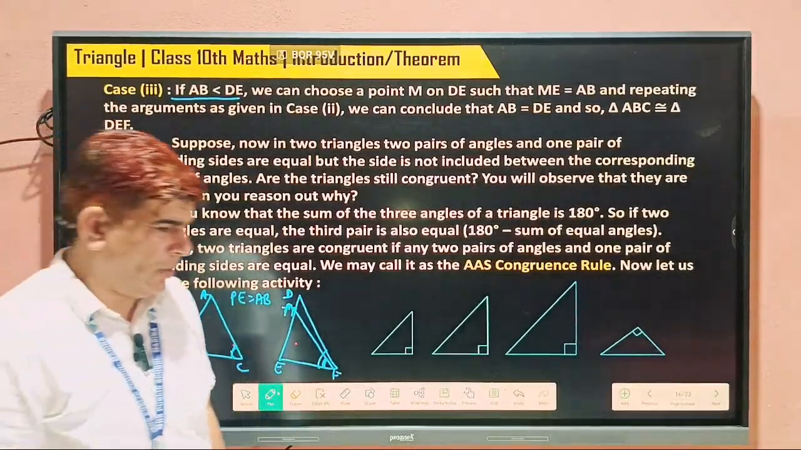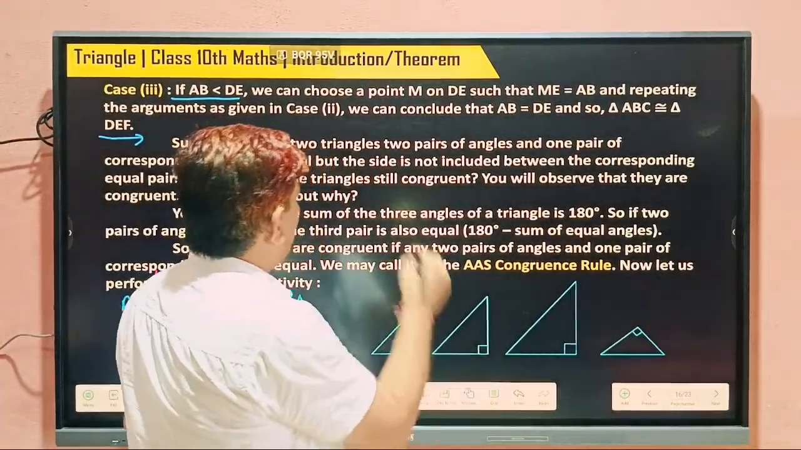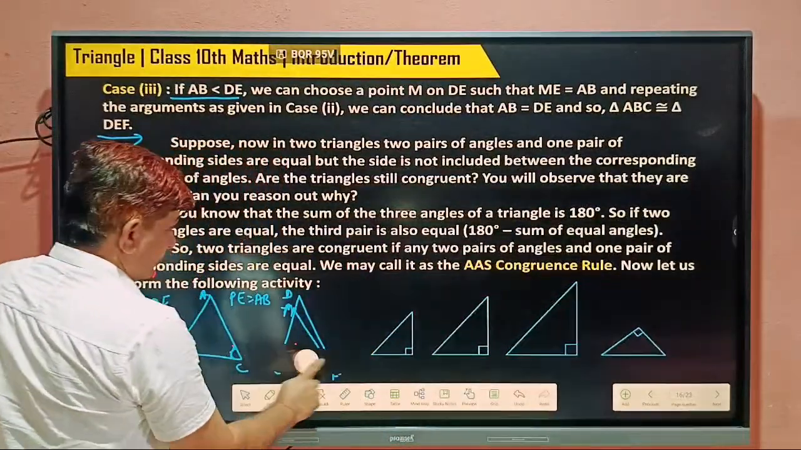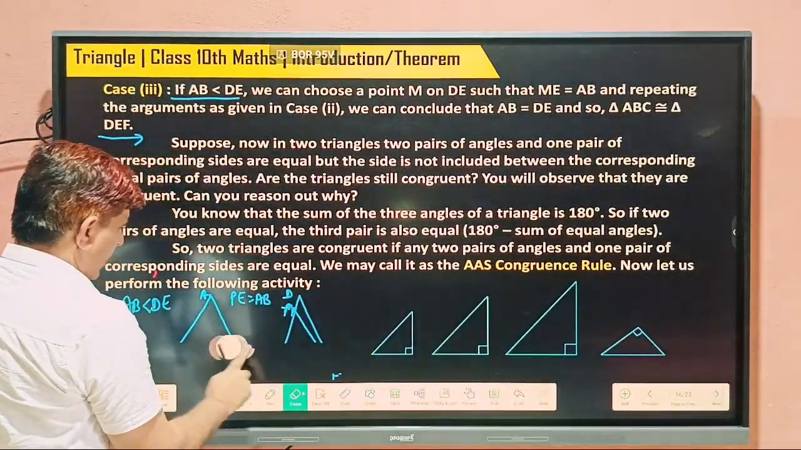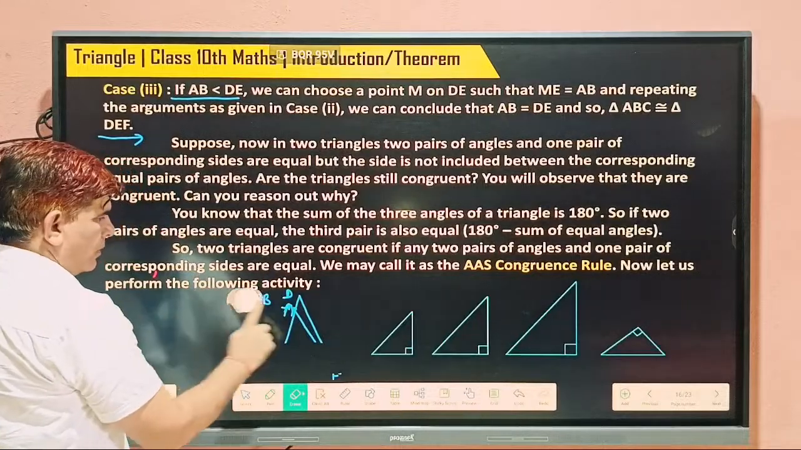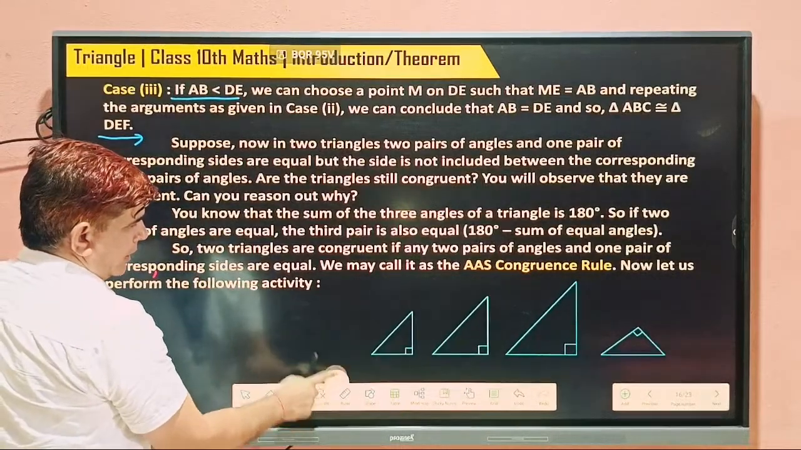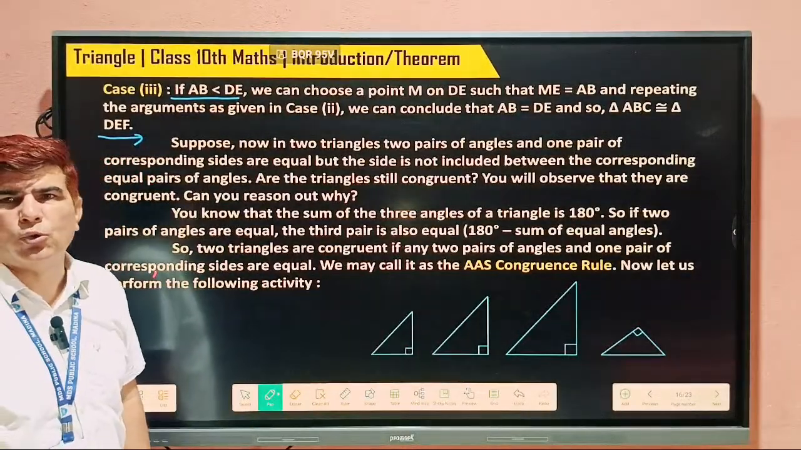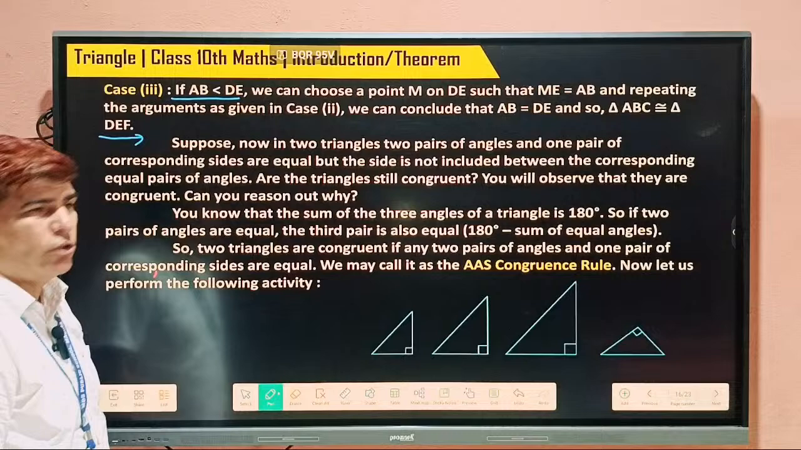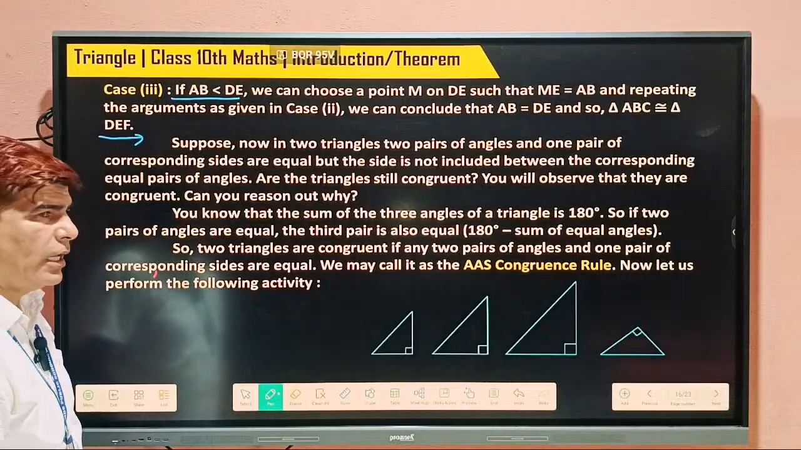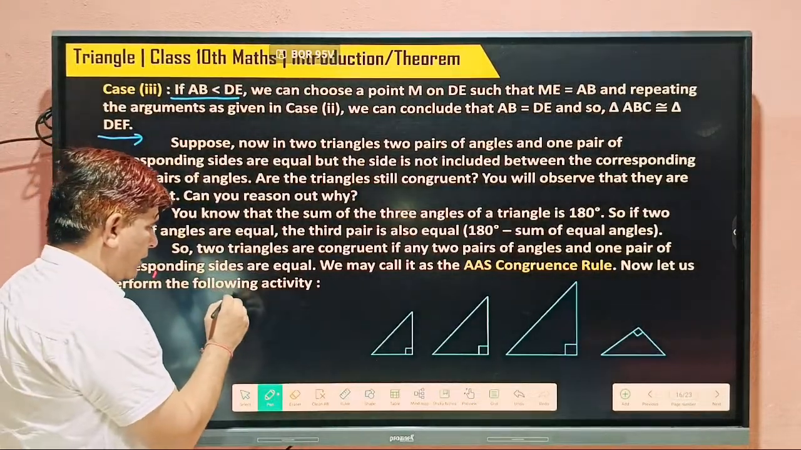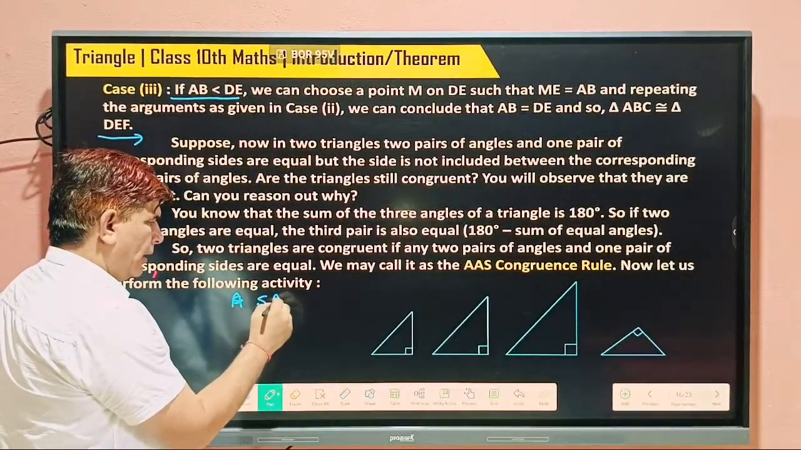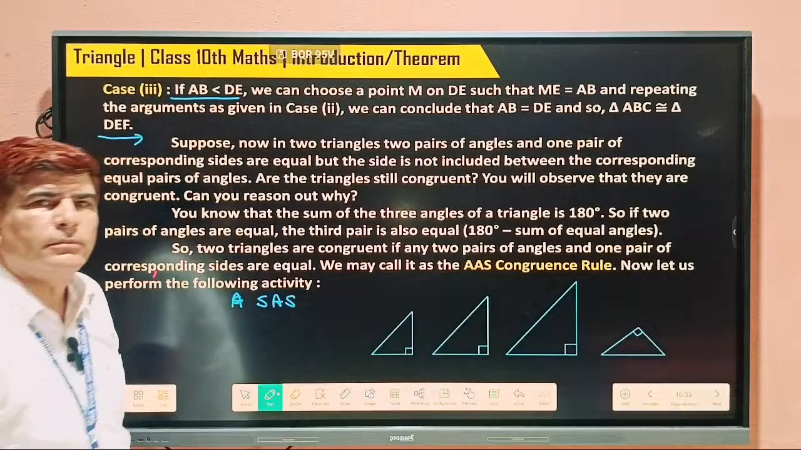Understood? So after this, what can we say? We can say like this: if two sides and the included angle of a triangle are equal to the two sides and included angle of another triangle, then the two triangles are congruent. This is SAS.